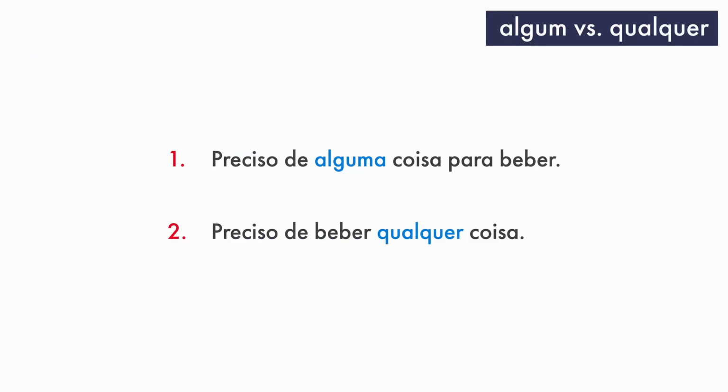Preciso de alguma coisa para beber. I need something to drink. And this means I need something as opposed to nothing. I am thirsty, so I want something to drink. Now compare it with preciso de beber qualquer coisa. I need something to drink. But anything will do. I don't care what it is. It can be water, juice, wine, etc.